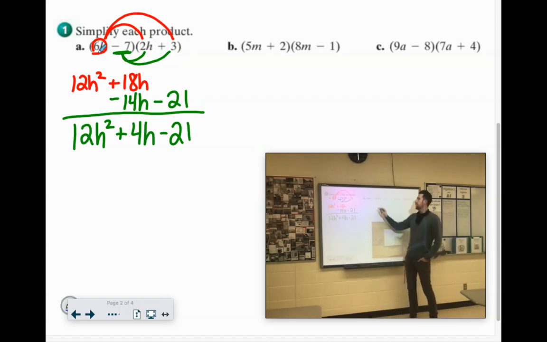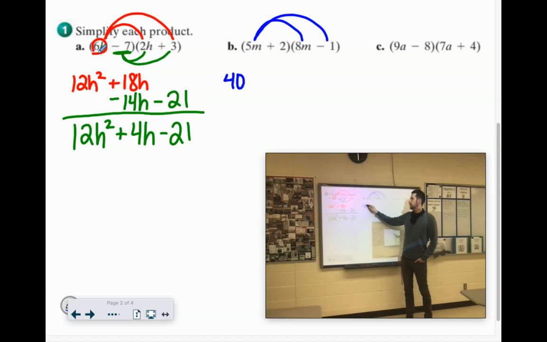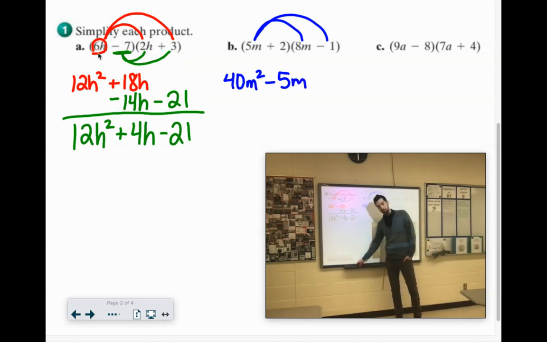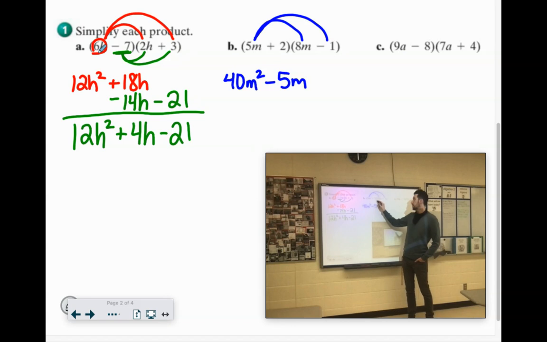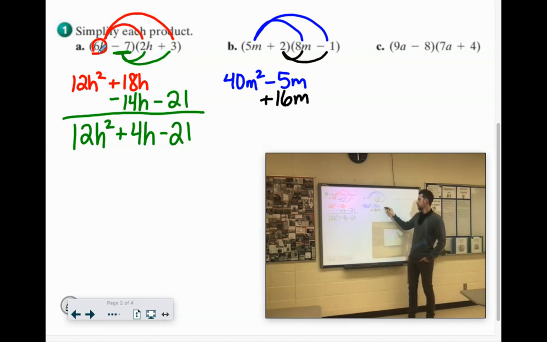Okay. Let's go ahead and distribute the 5m to both of those. So 5m times 8m is 40m squared. 5m times -1 is -5m. Now we'll multiply both terms with the 2. 2 times 8m is 16m, and it's positive, so I'll put plus 16m. 2 times -1 is -2.